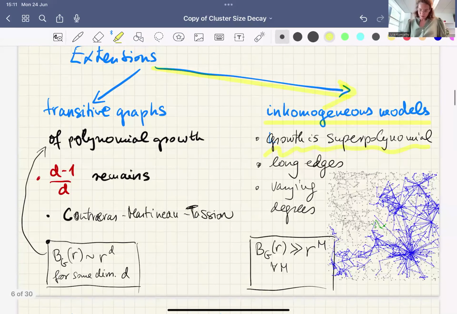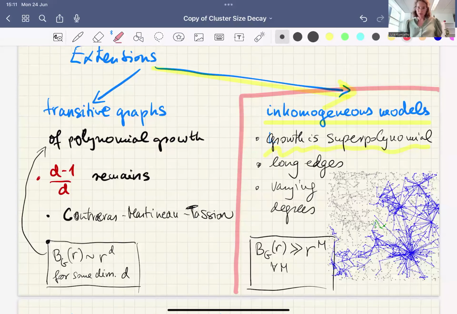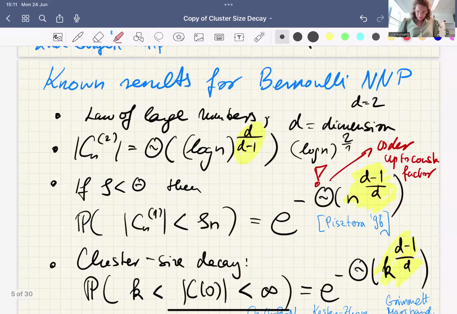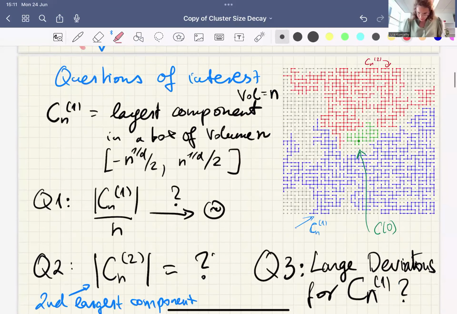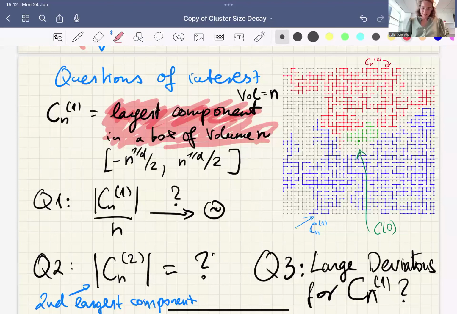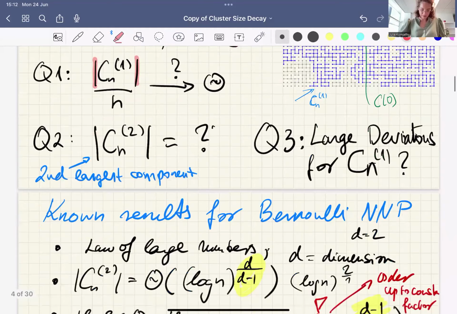So what I'm going to show you next is how we move towards inhomogeneity. But what is CN1? CN2, you say, have asymptotic... Yes, okay. So CN1, let me show you on this picture. CN1, good question, is the largest component in a box. You fix a box of volume n, and then you ask what is the size of the largest connected component inside this box. That's CN1. And the convergence is proven. Yes, this is proven. Okay, thank you. CN2 is the second largest component.